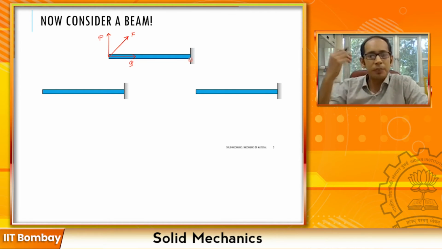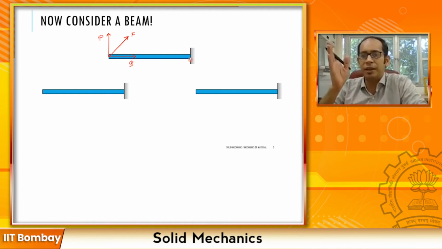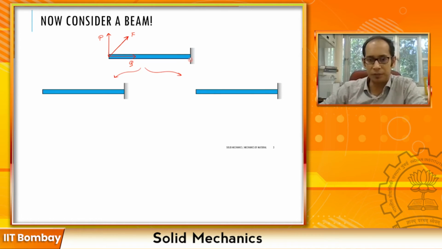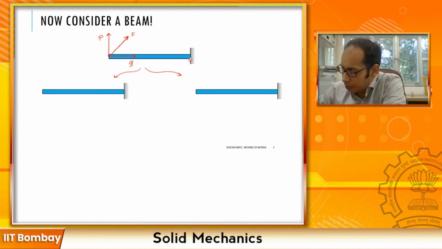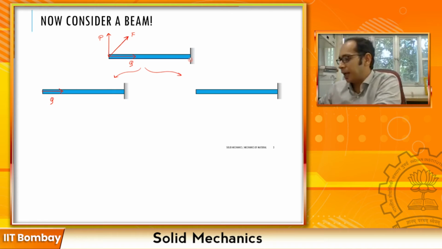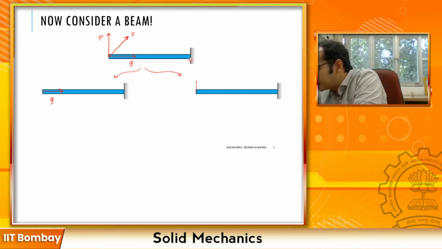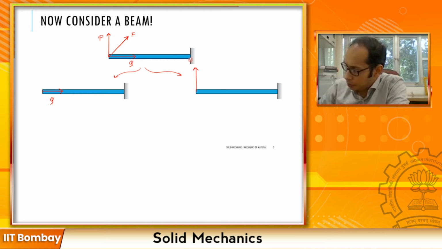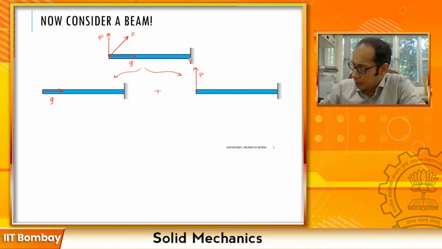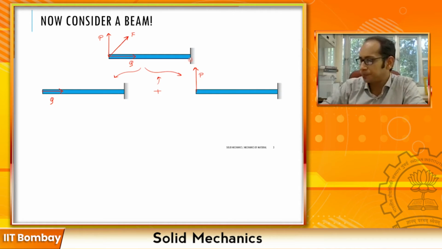Now, remember the principle of superposition. This force F, I have split into P and Q. If I apply the principle of superposition and draw this beam as two different beams, then in the first beam I'm just going to apply the force Q that is acting, and in the other one I am going to apply the force P. Both of these together essentially give me my original loading over here.